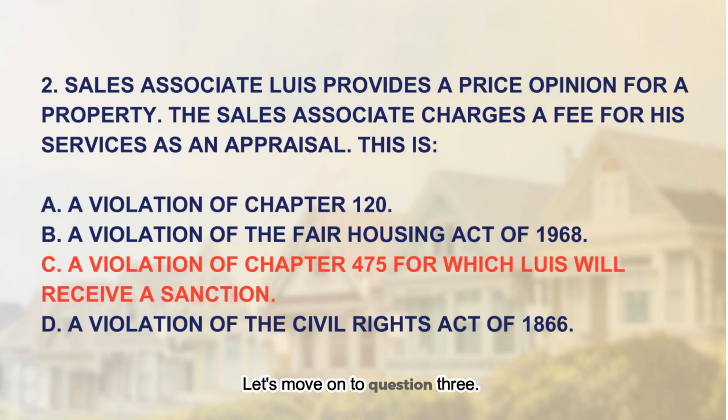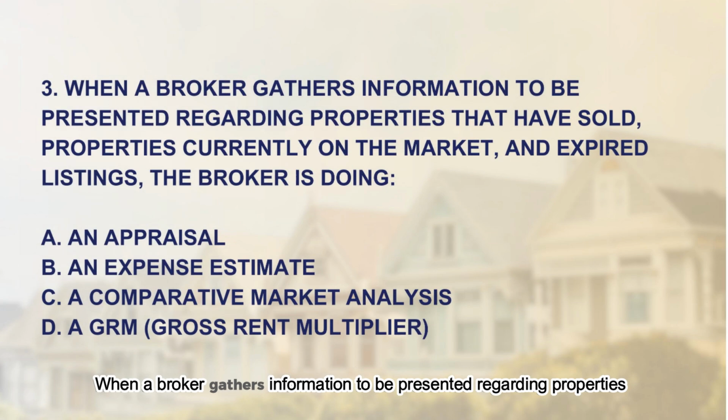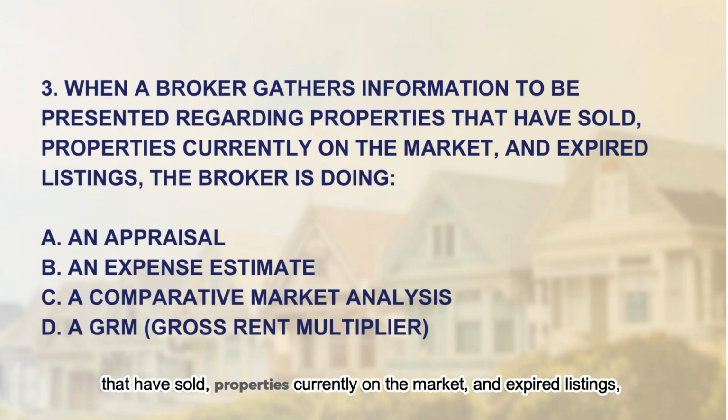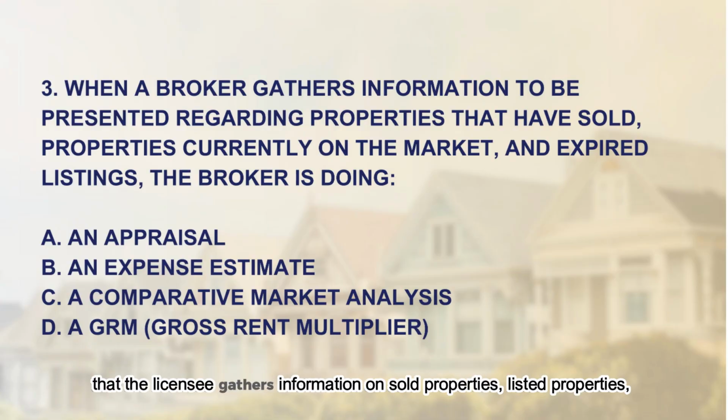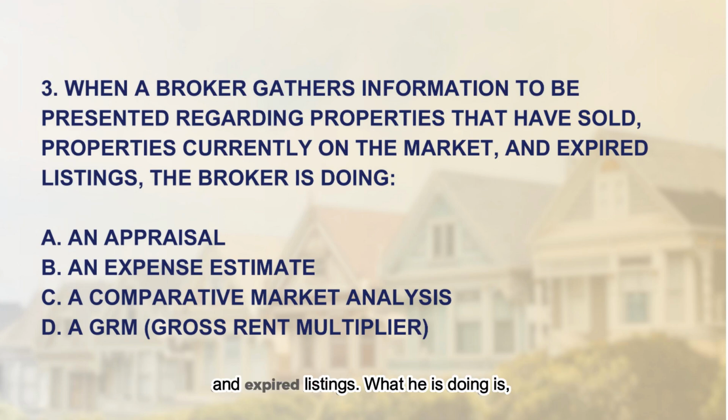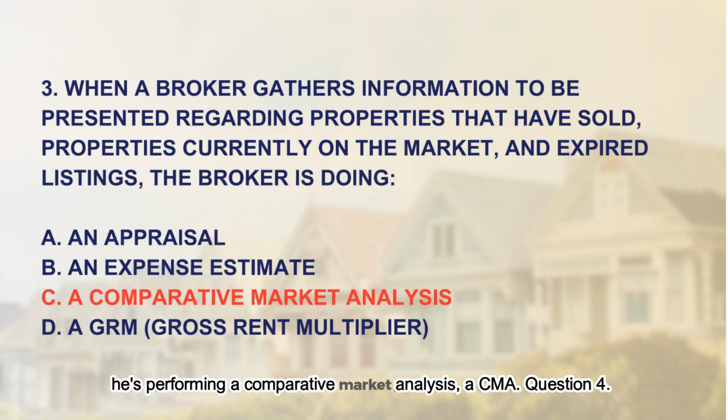Let's move on to question 3. When a broker gathers information to be presented regarding properties that have sold, properties currently on the market, and expired listings, what is the broker doing? Now, the question says that the licensee gathers information on sold properties, listed properties, and expired listings. What he is doing is he's performing a comparative market analysis, a CMA.